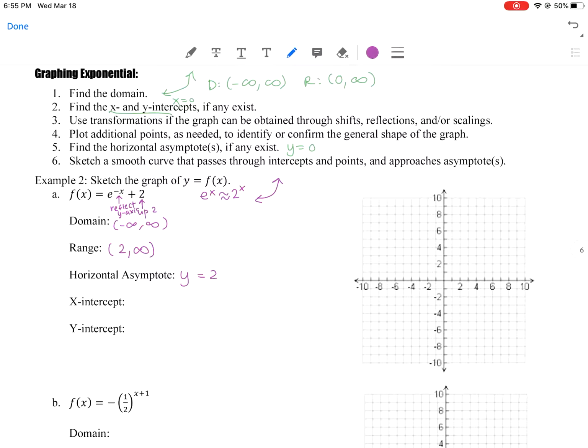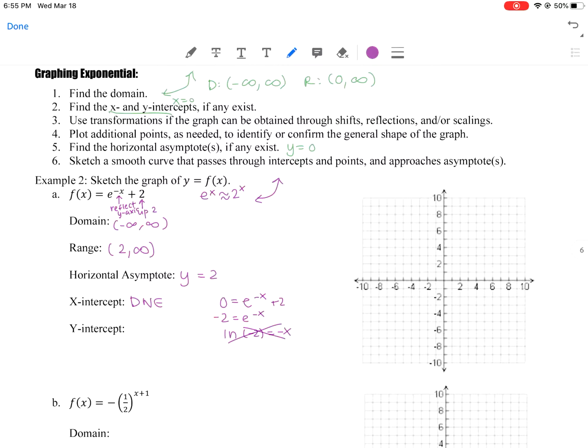For an x-intercept, you ask yourself, if 0 equals e to the negative x plus 2, I subtract 2, so negative 2 equals e to the negative x. Well, what do you notice here? You'd say natural log of negative 2 equals negative x, but I can't take the natural log of a negative 2, so there is no x-intercept. That makes sense because we shifted it up, and it wasn't crossing the x-axis to begin with.